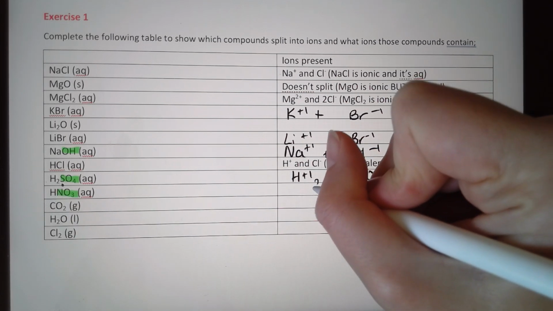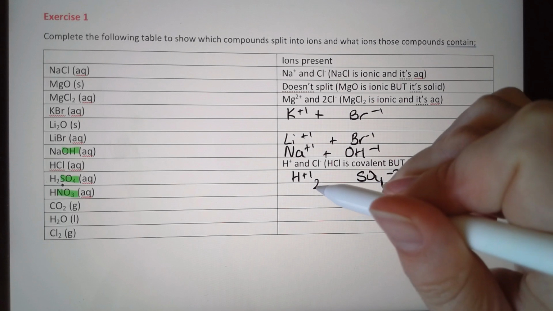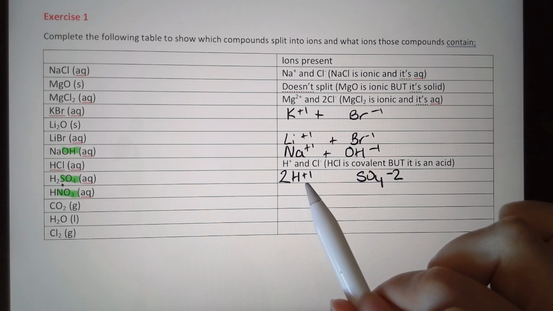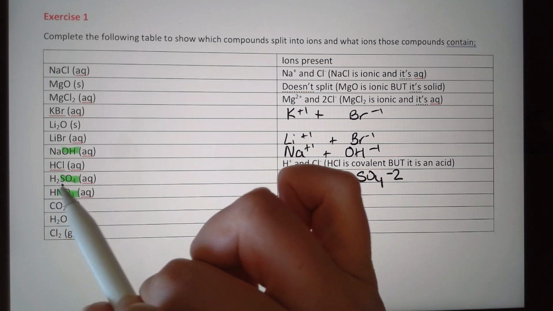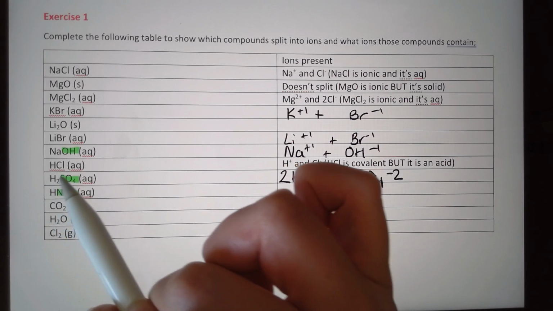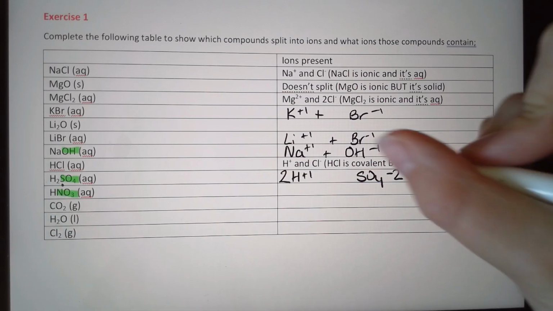I'm not going to write H plus little 2 because that tells me that 2 hydrogen ions are bonded together, and they can't be. They have the same charge. They repel. So instead, I put that big 2 in front to show me that they're separate. And again, even though it's written this way, if you drew out H2SO4, you'd have a hydrogen on each side of the SO4. They're not actually bonded to each other.